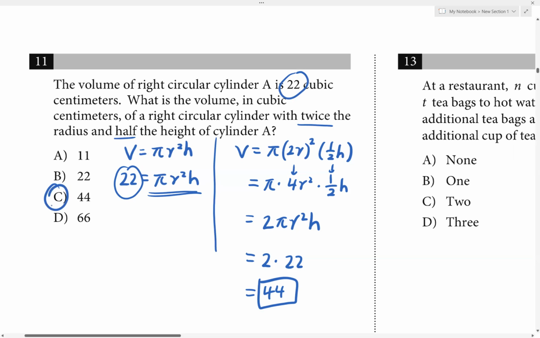For this one, we could also pick some numbers to use for r and h, and then change them up and see how the volume changes. But the tricky part is that they give us a volume of 22, so if you fix a number for r and h, you have to make it equal to 22, which might be a little bit tricky because we have the pi there. So for this question, it might be easier to think through it and do it like this. Okay, so our answer should be C for number 11.